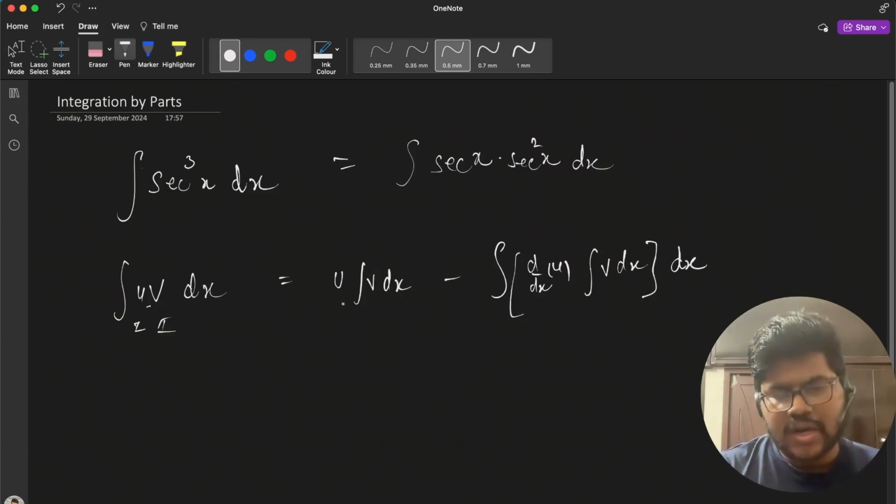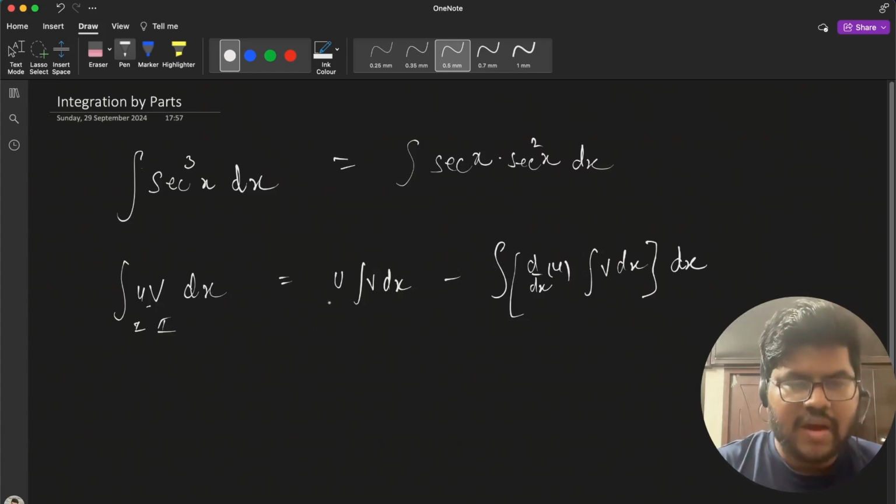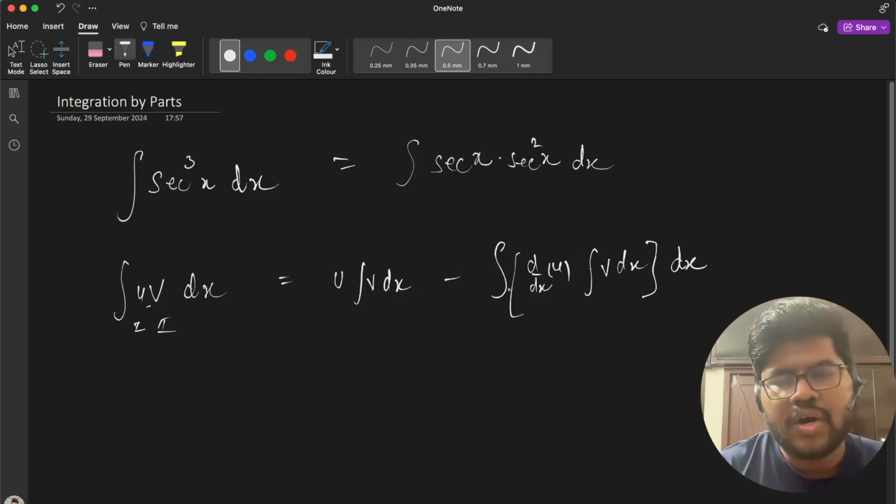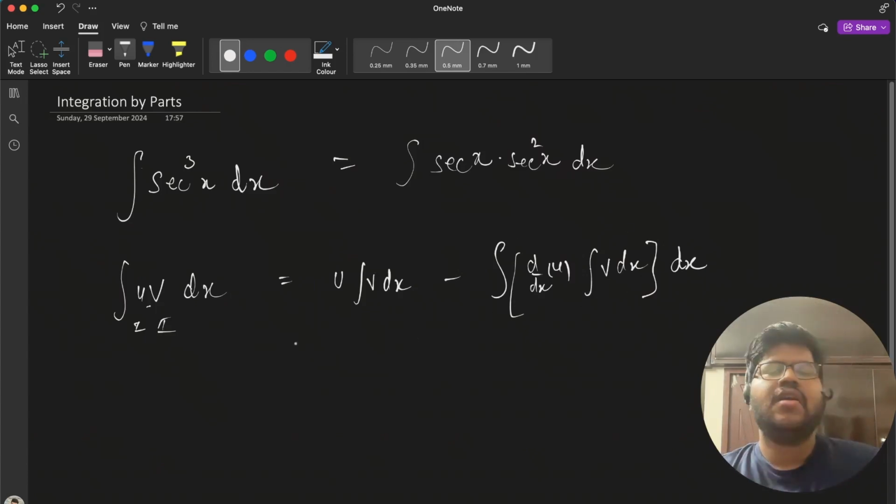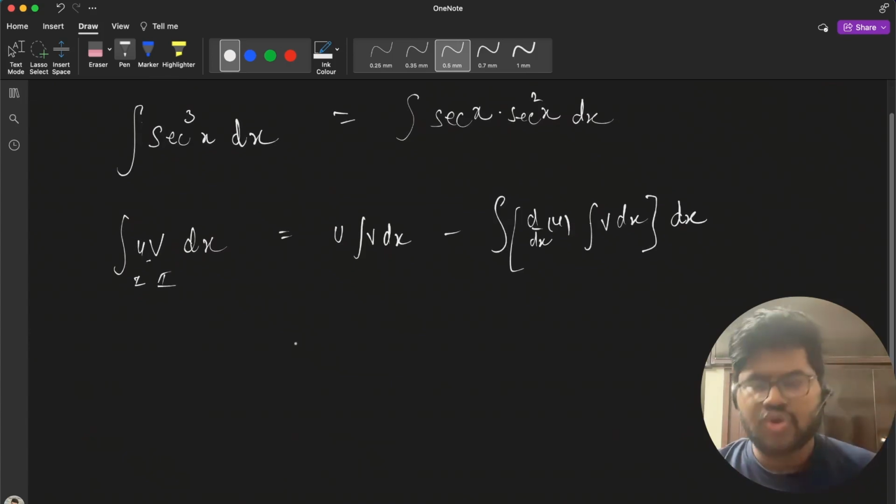Let us recall again what we have done. We considered the first function and second function. The first function remains the same, times the integration of the second function, subtracting from it the whole integral of d by dx of the first function times the integration of the second function, dx. In this way we have understood the concept of integration by parts.